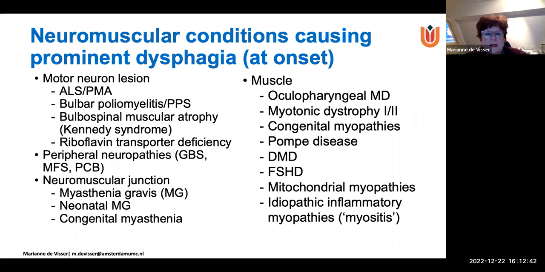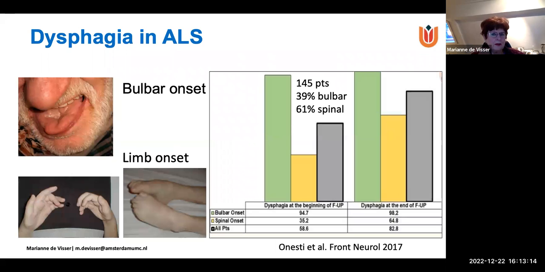This is the list of diseases which can be associated with prominent dysphagia during the course of the disease, or which can present with swallowing difficulties. Motor neuron diseases, peripheral neuropathy, neuromuscular junction disorders, and the longest list are the myopathies associated with swallowing difficulty. I will start with ALS.